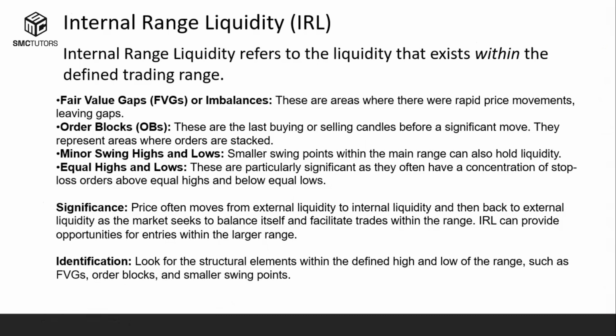Internal range liquidity refers to those levels that exist inside the trading range. External range liquidity exists outside the trading range. Previous swing highs and swing lows, and any level outside those swing highs and swing lows, are external levels. Internal range liquidity are those levels that are inside the current range, between the major highs and major lows. So those levels that are inside the current swing range that we have, this is our range high and our range low.